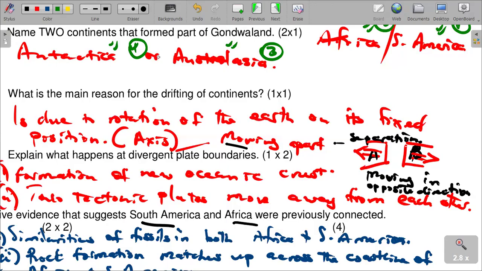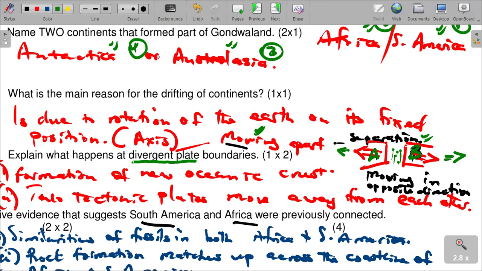When we talk about plates diverging, we mean that they move apart. There is separation. As you can see, we have A here and B there. This one is moving in this direction, and the other one is moving in the other direction. So a gap is going to be formed in between, which means the plates have drifted. Moving in opposite directions is what we call divergence.